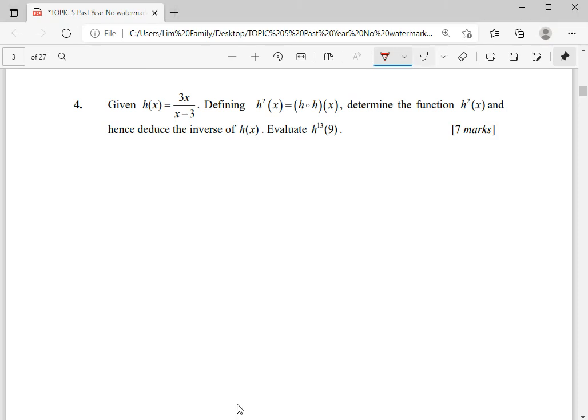So for number 4, they give us h(x) is a rational function. They say if we write h²(x), it means the composite of h(x) with h(x). Determine the function of this composite. Then we have to deduce. Deduce means we have to conclude.